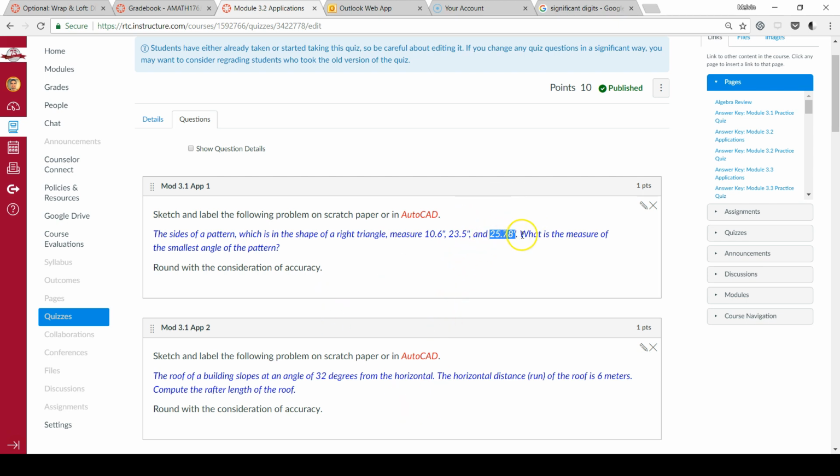The question is, what is the measure of the smallest angle of the pattern? So here's my purpose statement. Here's what I'm looking for. I want to look for the smallest angle. So first let's sketch the triangle out to conceptualize it, find the smallest angle, and then apply what we know about trigonometry to move forward.